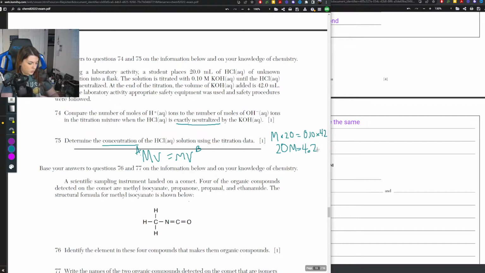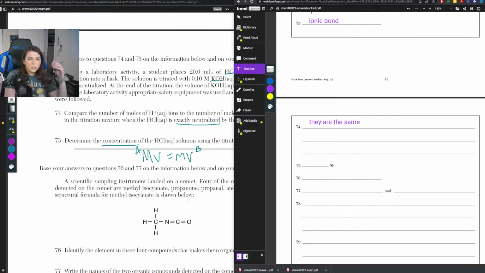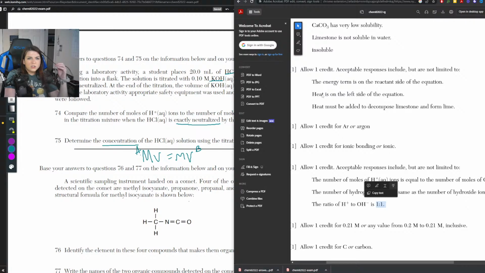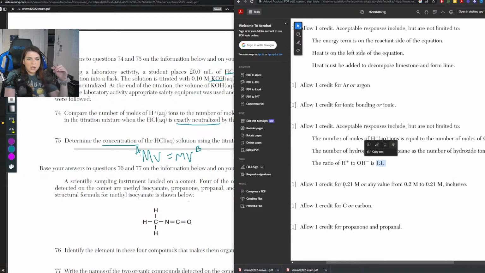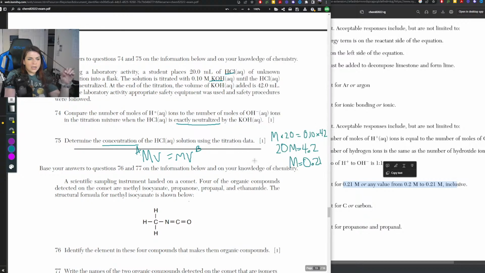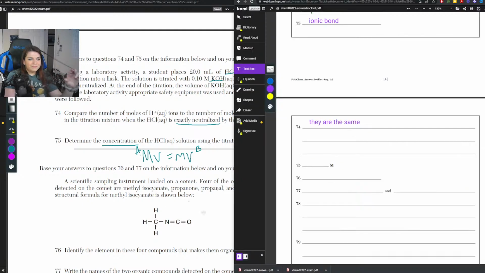Divide by 20 on both sides. And the molarity should be 0.21. The reason for this is because we're titrating HCl with KOH, which is a 1-to-1. For every one hydrogen ion, you get one hydroxide ion. And my answer was correct, so I did the math right.